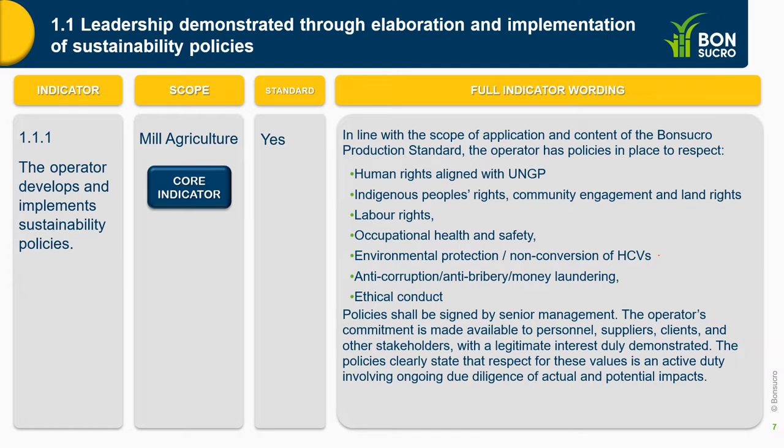In line with the scope of the Bonsucro Production Standard, the policies in place need to respect human rights aligned with UNGP, indigenous people's rights, community engagement and land rights, labor rights, occupational health and safety, environmental protection, non-conversion of HCVs, anti-corruption, anti-bribery, money laundering, ethical conduct, of course, as a minimum, and other policies can be included. These policies shall be seen by senior management. The operator's commitment is made available to personnel and to all the stakeholders. And of course, it's a statement that needs to be involved in ongoing due diligence of actual and potential impacts.